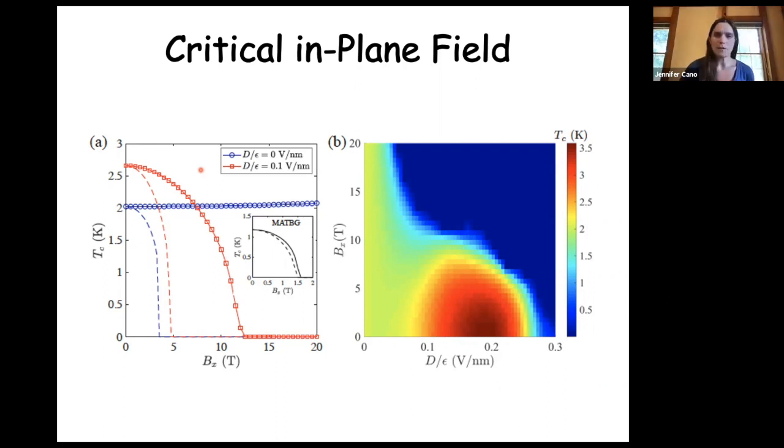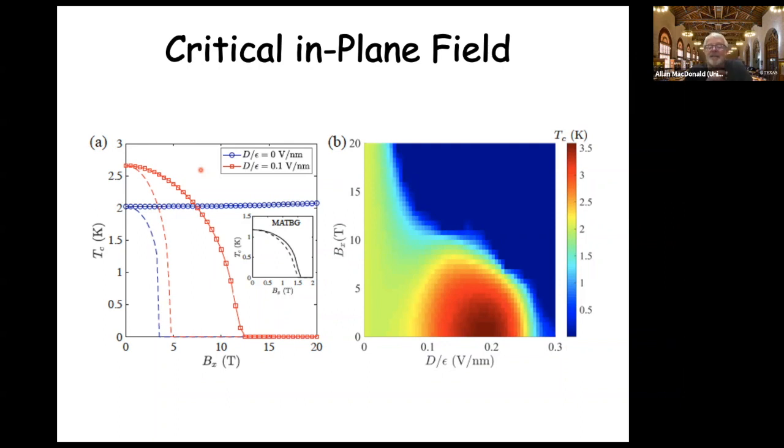And maybe another way to test this would be if you had HBN on one side, would that also break the mirror symmetry and maybe change the robustness? That's interesting. If you aligned HBN on one side and not on the other side, that would be interesting. Experimentally, they break this symmetry with a displacement field.